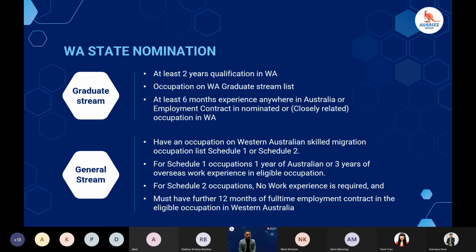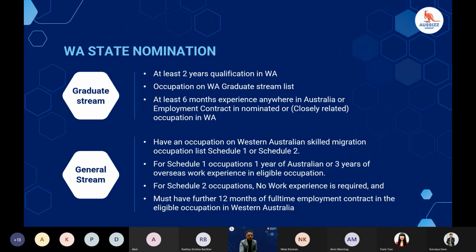There is another general stream for applicants who are willing to move to Western Australia. Your occupation has to be on the Western Australia skilled migration list, Schedule 1 or 2. For a Schedule 1 occupation, you must have at least 1 year of work experience in Australia or 3 years of overseas work experience in your nominated occupation. If your occupation is on Schedule 2, you don't need work experience, but you need a 12-month full-time employment contract in your nominated occupation from a Western Australian employer.